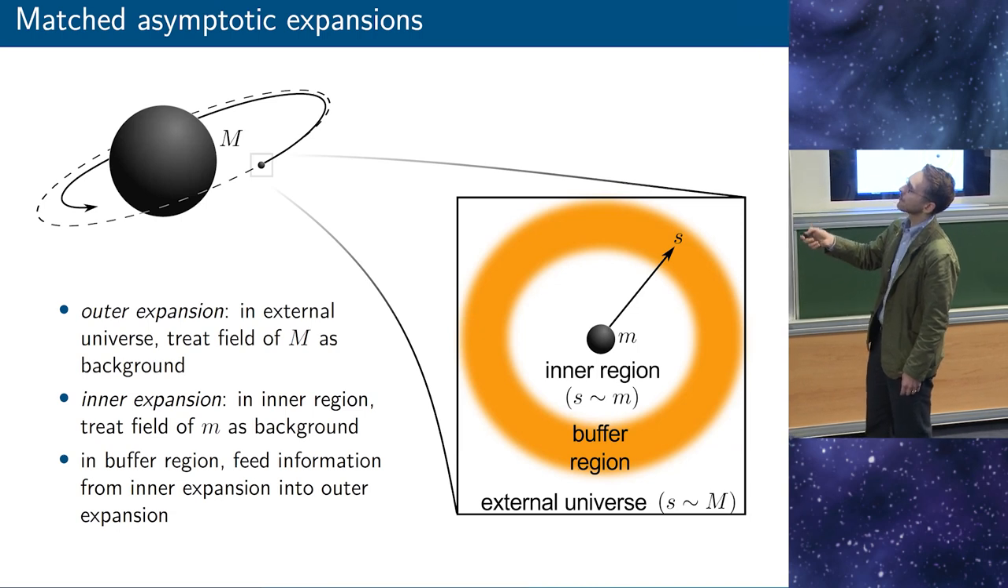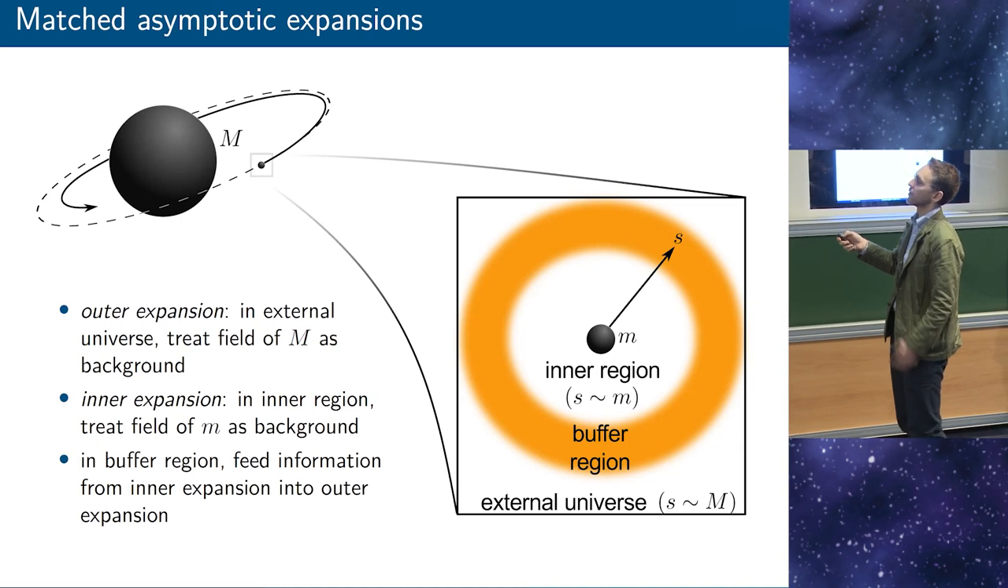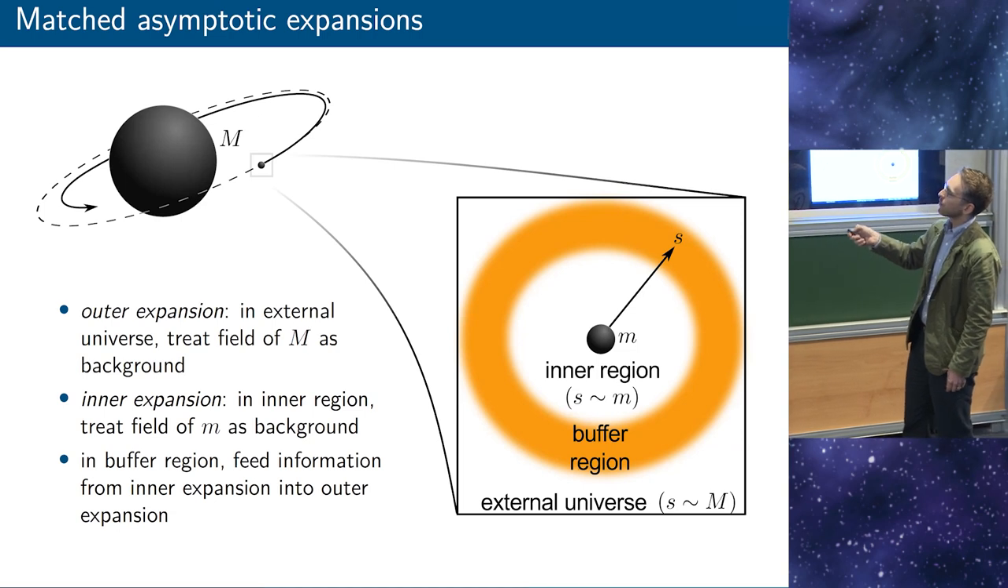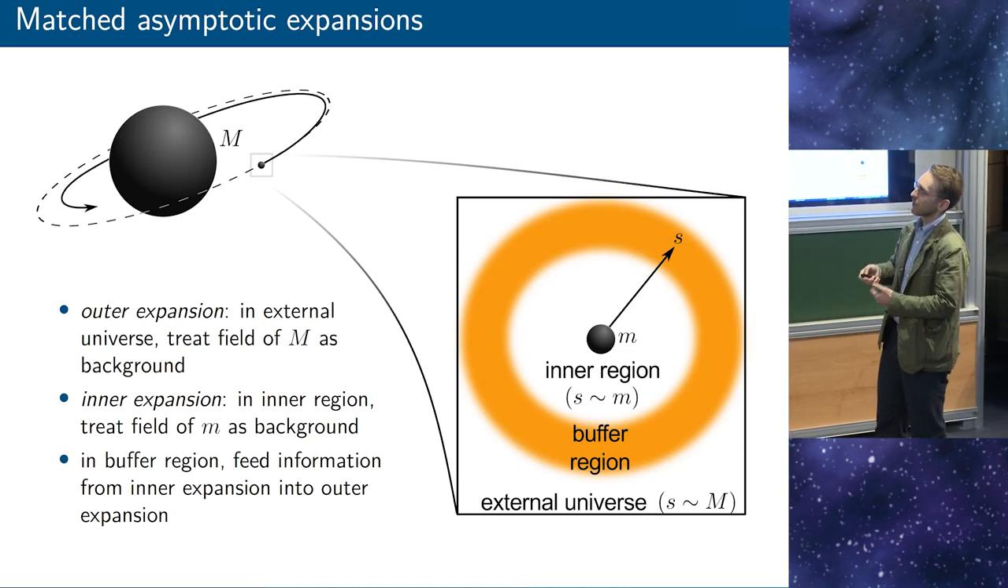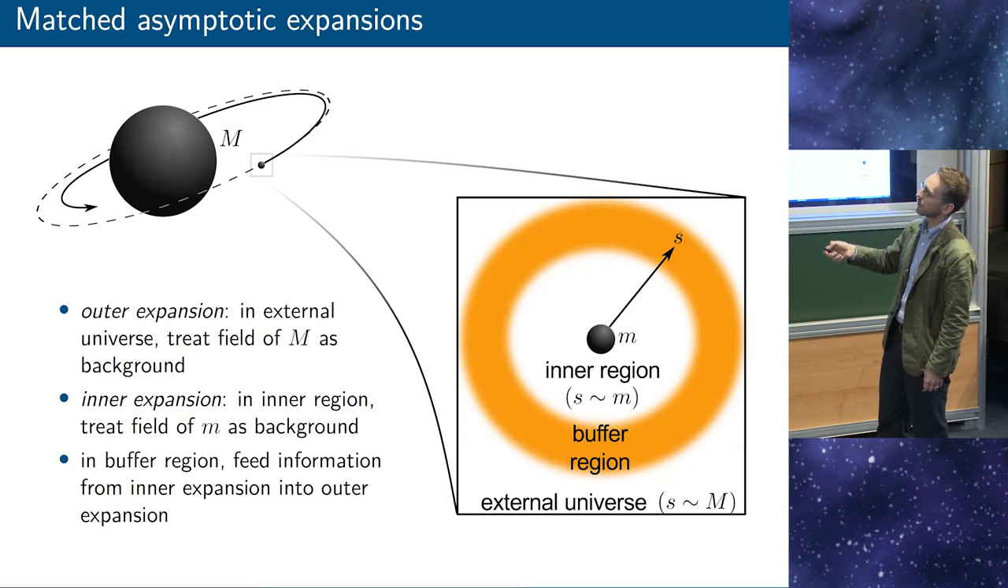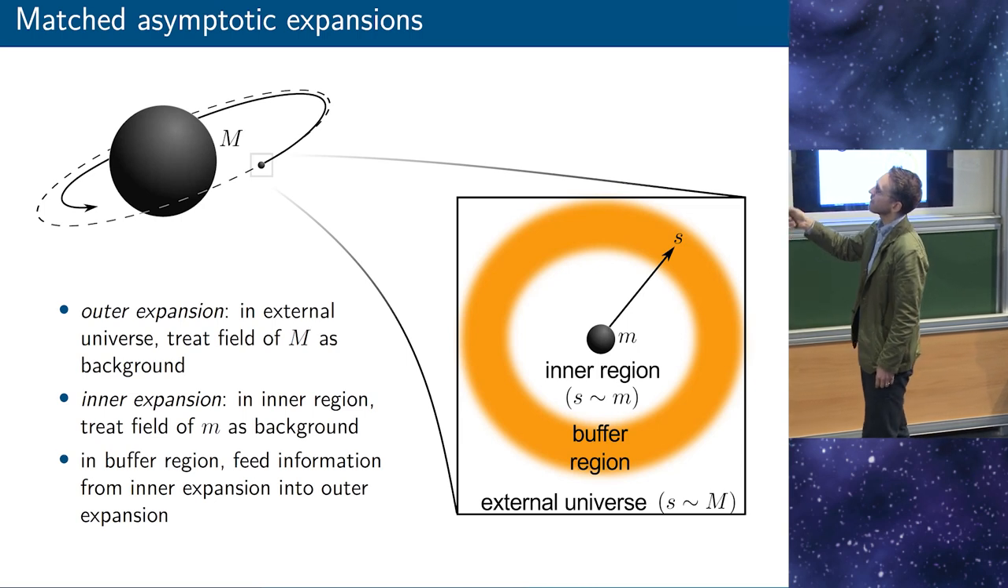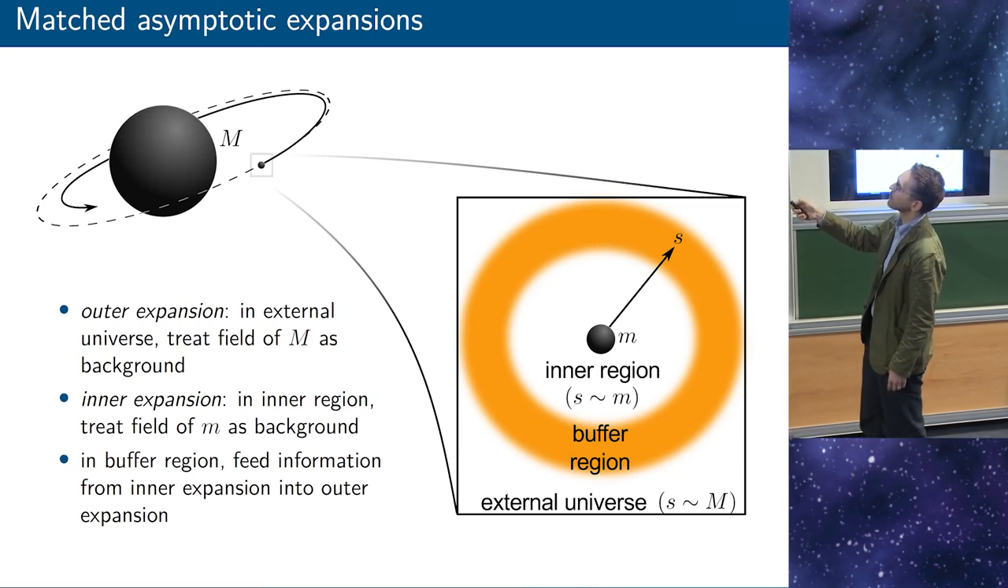So the idea is, outside in the external universe, you use a perturbation theory where you're treating the small guy as a perturbation on top of whatever is out here. So that's what I described on the previous slide. But as you get close to the small one, its gravity becomes dominant over the external gravity, and so then you adopt a different approximation where you're approximating the spacetime here as perturbations on top of the spacetime of the small guy.